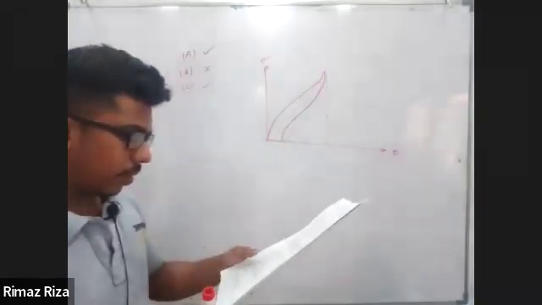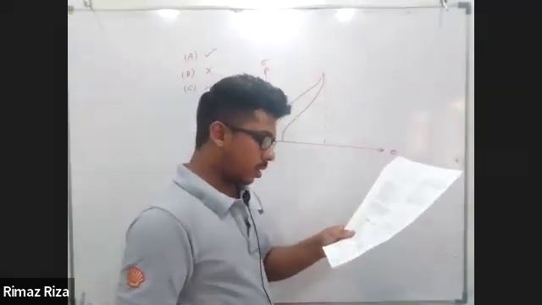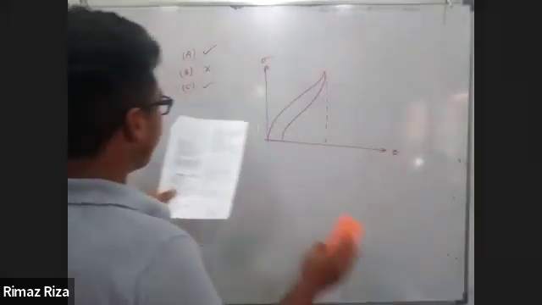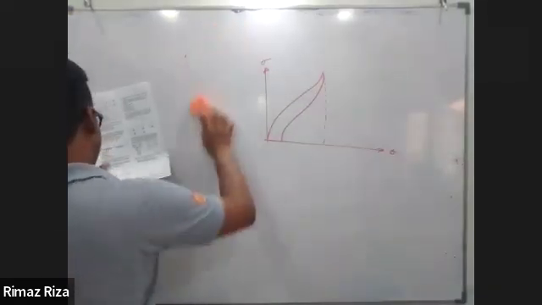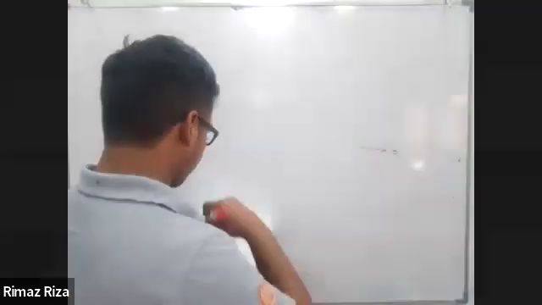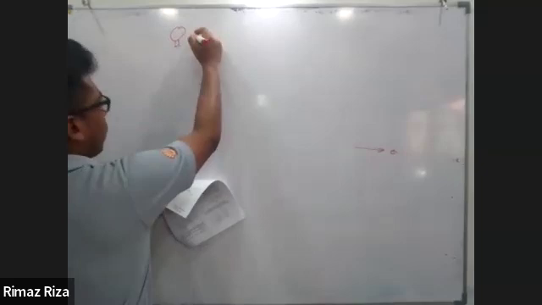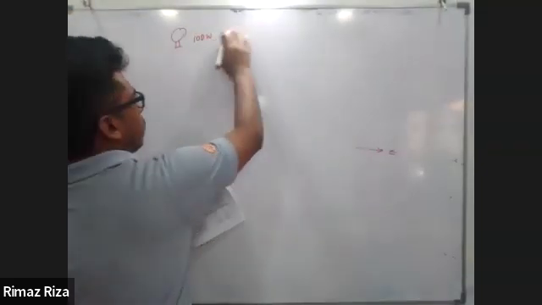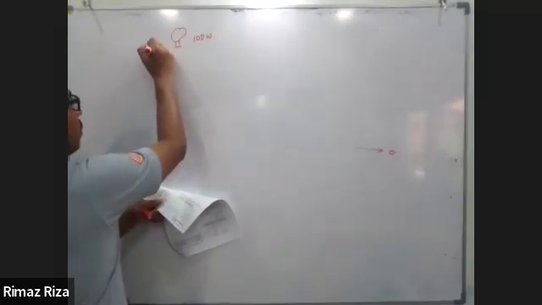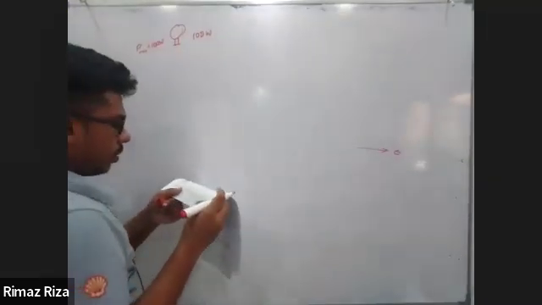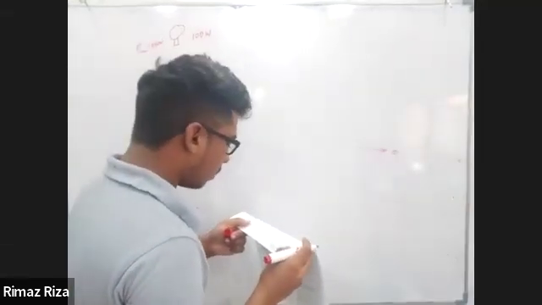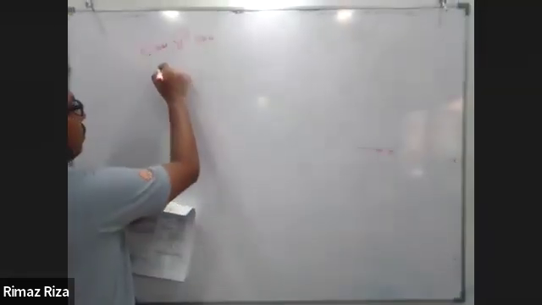Question number 46. The filament of a 100-watt bulb takes 200 milliseconds to reach full brightness when the bulb is connected across a constant voltage supply of 230 volts. Consider the following statements. So we have a bulb. It's 100 watt, so that means the maximum power output is P max equals 100 watt. It takes 200 milliseconds to reach its full brightness when connected to a constant voltage supply of 230 volts.